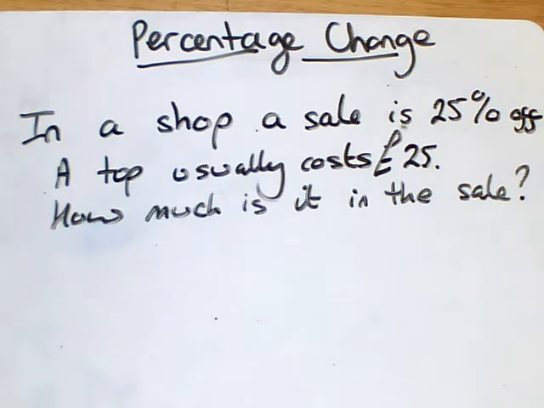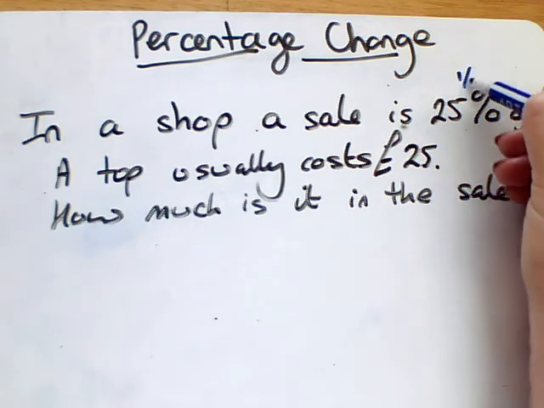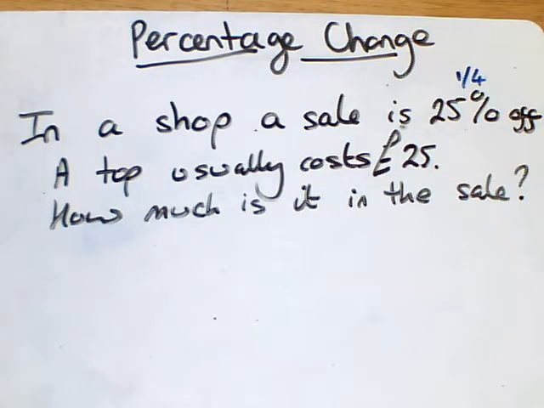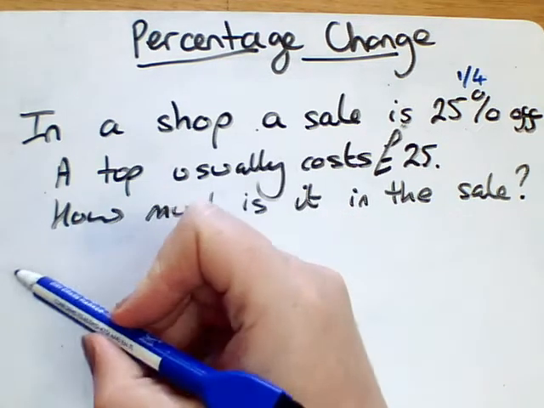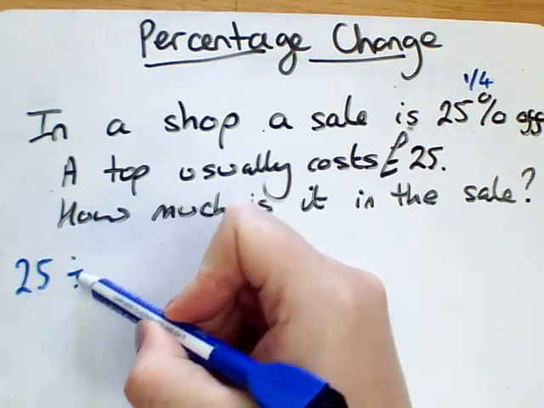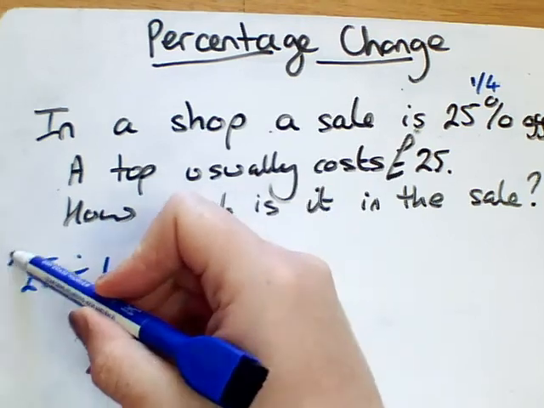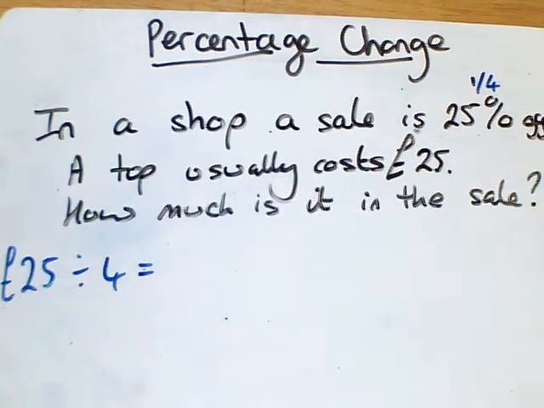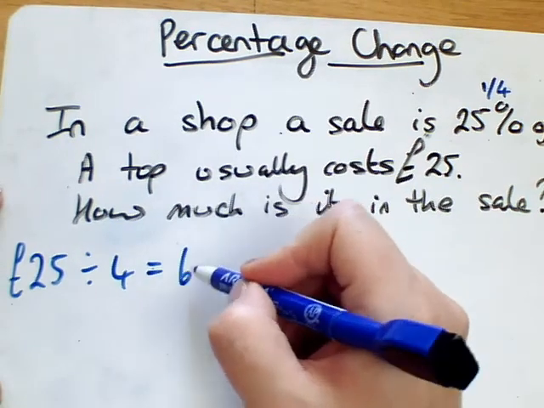Now I'm going to use the same method that we used before. Now we could just divide by 4, okay? So we've got two ways we can tackle this. We could do 25 divided by 4 because we know this is a quarter. Okay, so we've got that option. So we could do 25 divided by 4. So £25, which is going to give me £6.25.